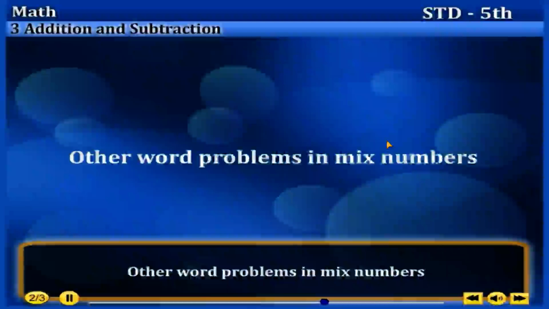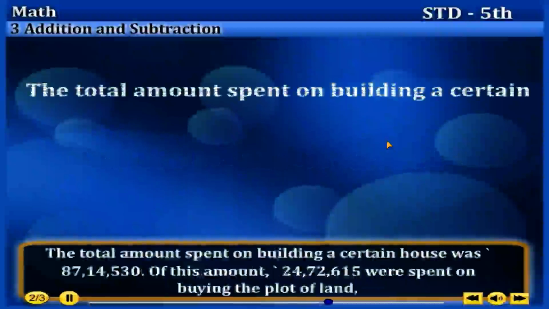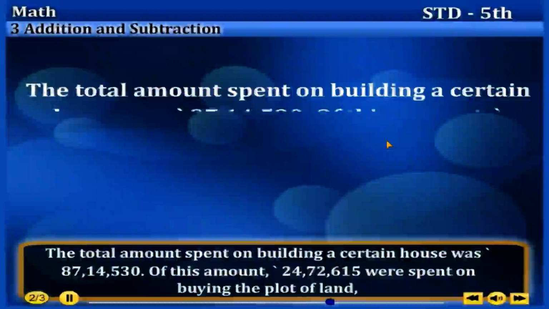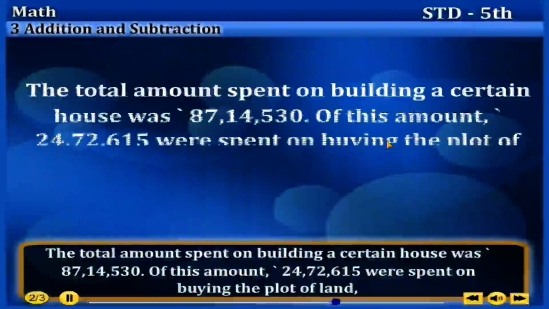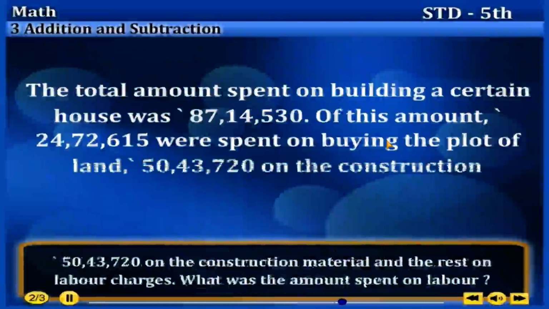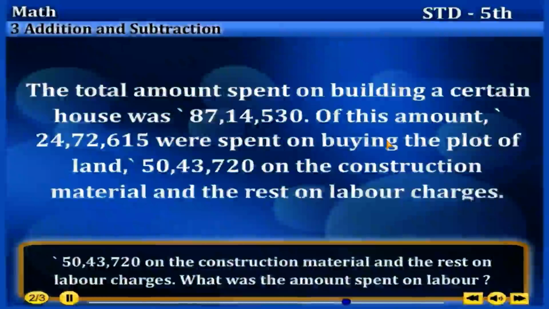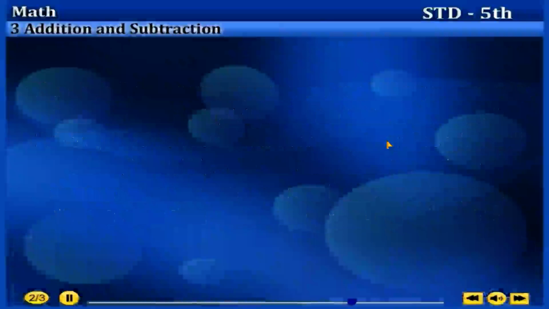Other word problems in mixed numbers. The total amount spent on building a certain house was 87,14,530. Of this amount, 24,72,615 were spent on buying the plot of land, 50,43,720 on the construction material, and the rest on labor charges. What was the amount spent on labor?